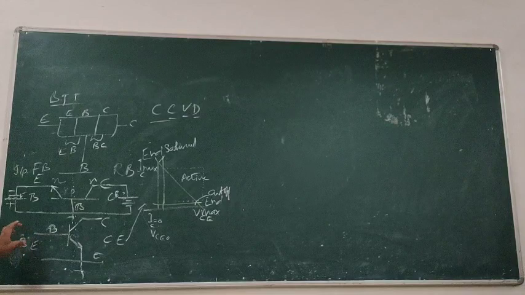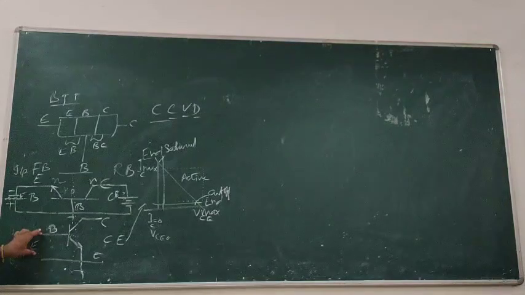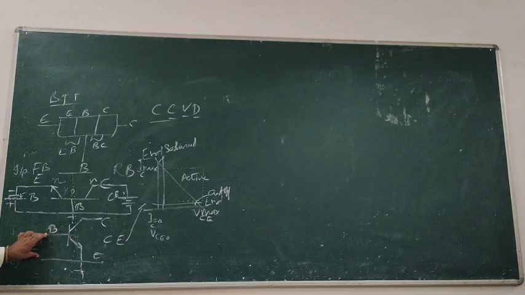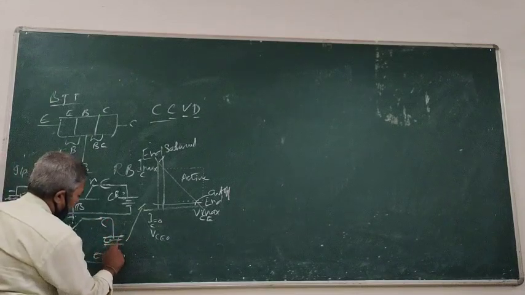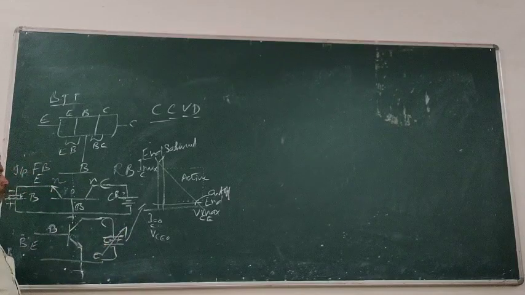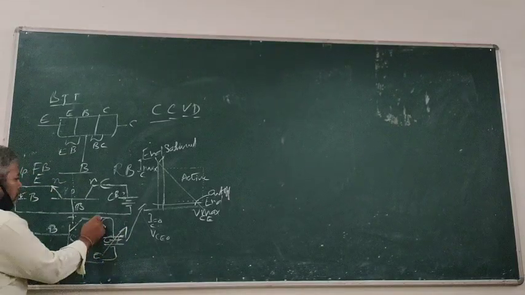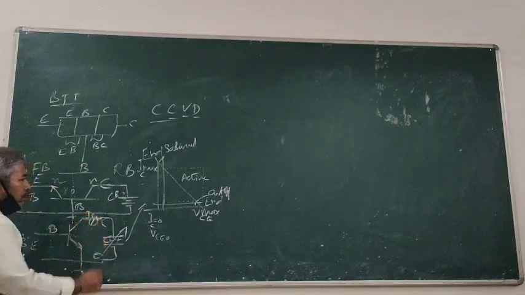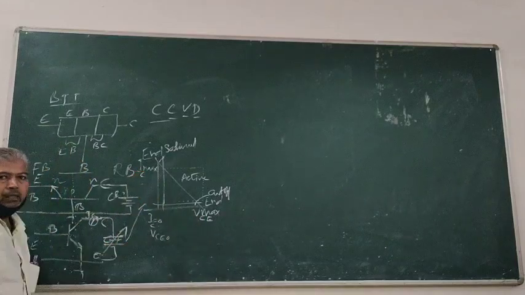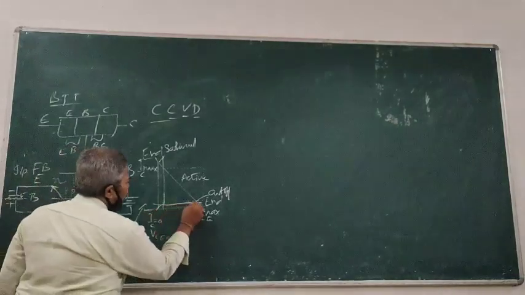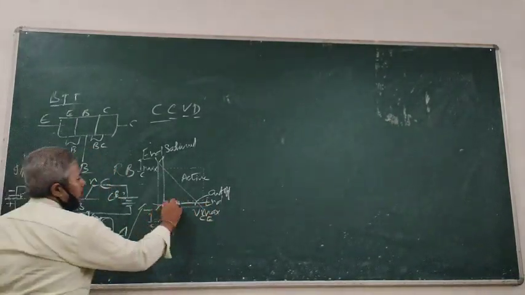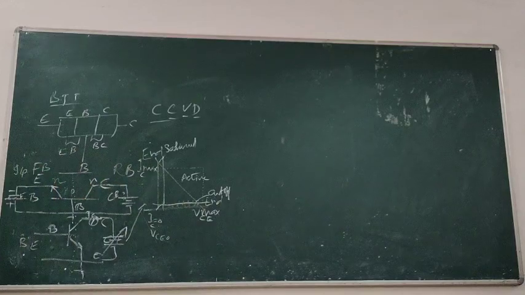So as far as the experiment is concerned, we are supplying the current here, keeping a fixed current. We are varying the output voltage VCE, and with respect to that we get the current IC. That is VCE versus IC. So we are drawing here. Suppose we have zero current, it will give here only, which comes under the cutoff region.